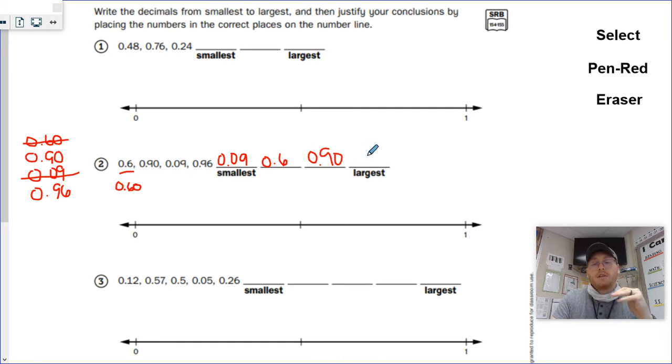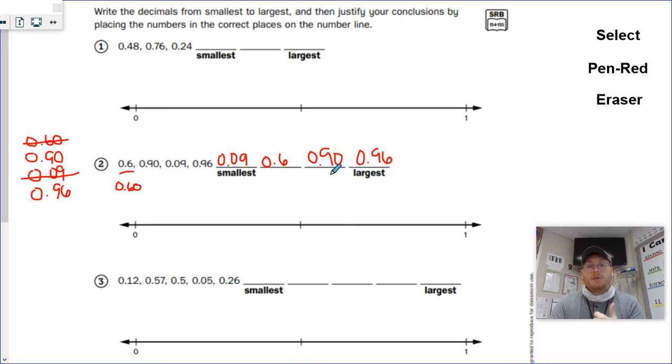And then my largest decimal would be 0.96. So imagine it looks like this. This 0.09 is actually 9 cents. So somebody gave you 9 pennies. Okay? This 0.6 is if somebody gave you 6 dimes or 60 pennies.